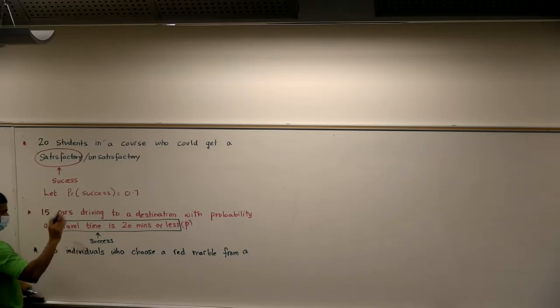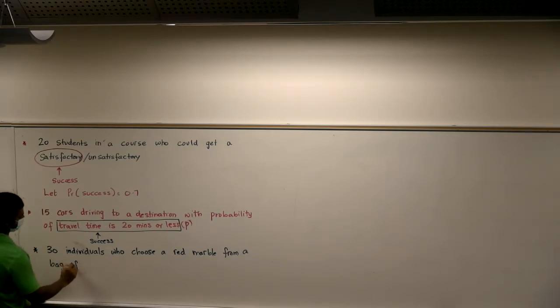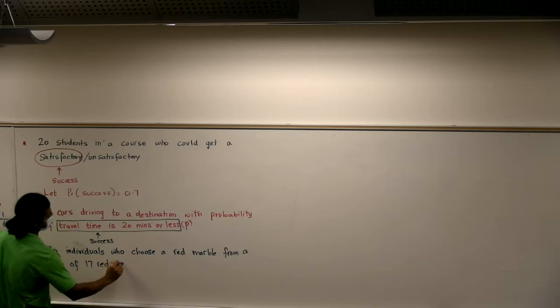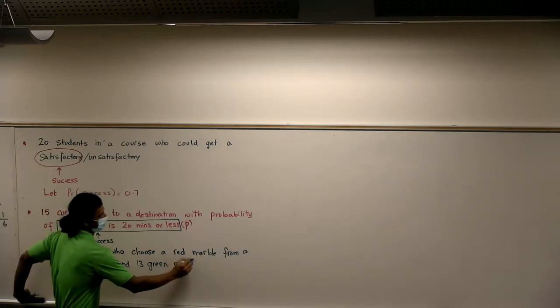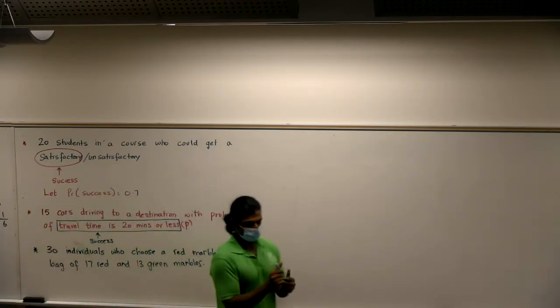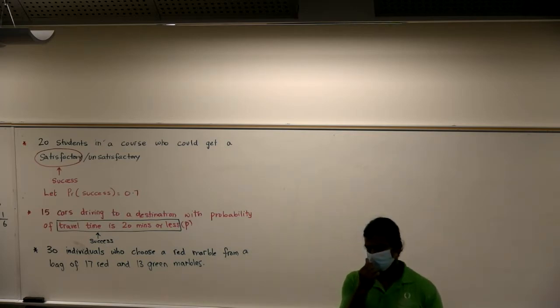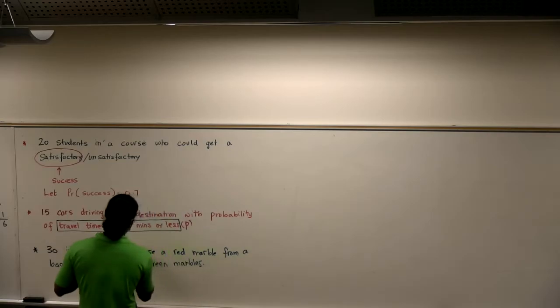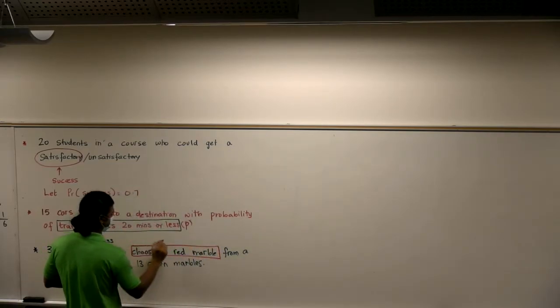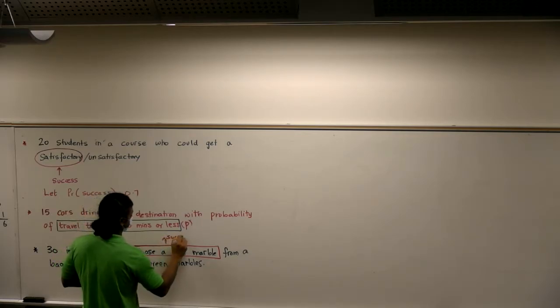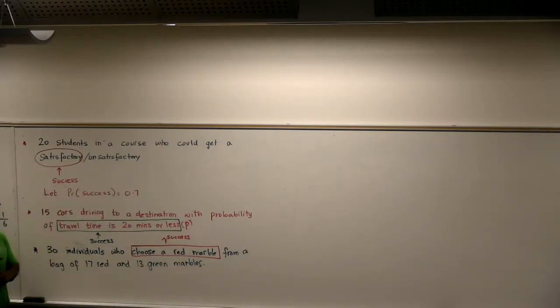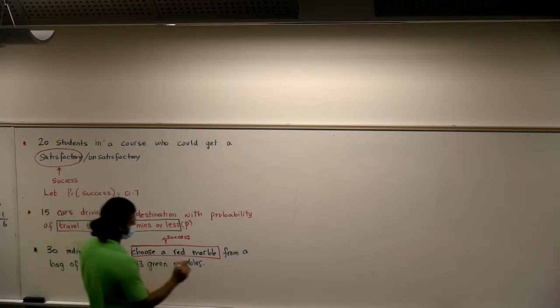So that's the individuals who choose a red marble from a bag of 17 red and 13 green marbles. There is a question. What is the success event? Choosing a red marble. Do I know the probability of success? Yes, you do. Which is? If the computer wasn't there, I'd be able to tell you. 17 red and 13 green. 17 over 30.